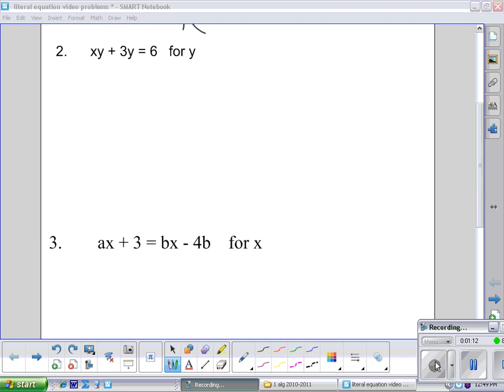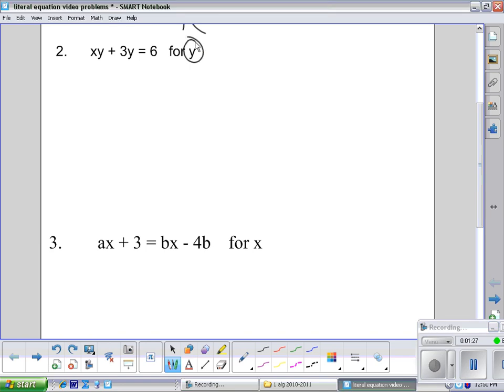Okay, now we're going to continue on with example number 2, and as I'm sure you've figured out, this is no longer Ms. Vaughan speaking to you. This is Mr. Auble taking over for number 2. Now, in question number 2, we're going to solve for y in terms of, looks like there's a couple variables here, so we have another literal equation here.